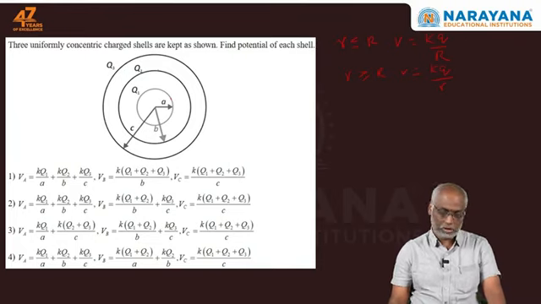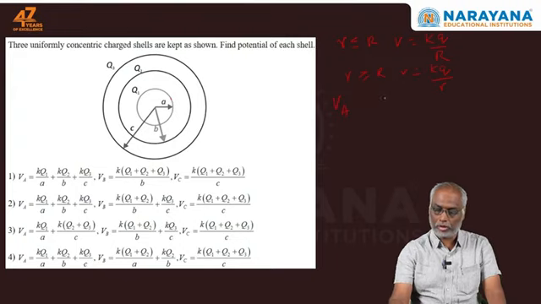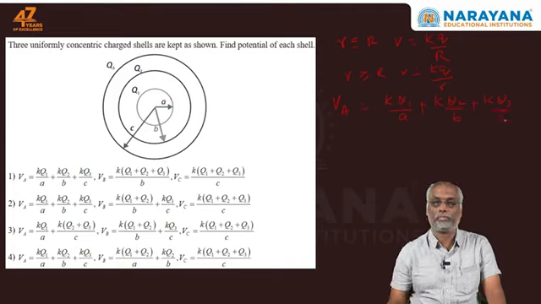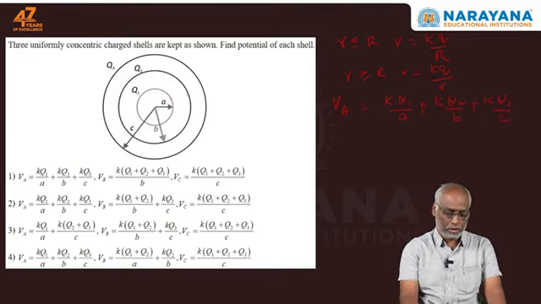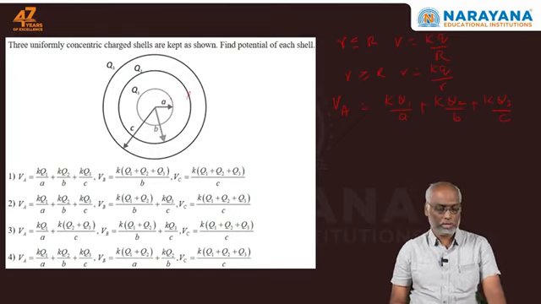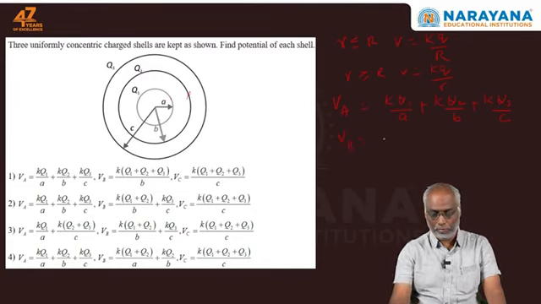Hence, the potential at A will become VA equals kq1 divided by A plus kq2 divided by B plus kq3 divided by C. Similarly, when you are calculating potential on the middle shell, because of the charge q1 the point is lying outside the shell, because of q2 it is lying on the surface, and because of q3 it is lying inside the shell. Therefore, potential at point P will become equals to k into (q1 plus q2) divided by B plus kq3 divided by C.